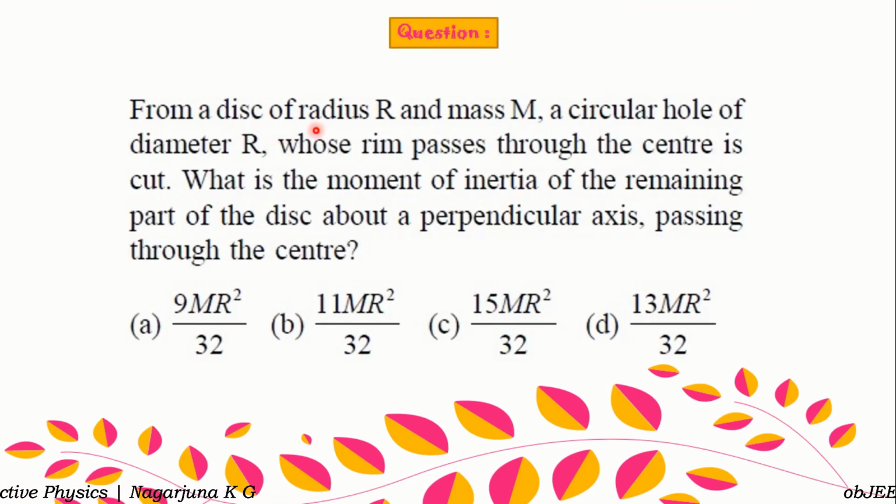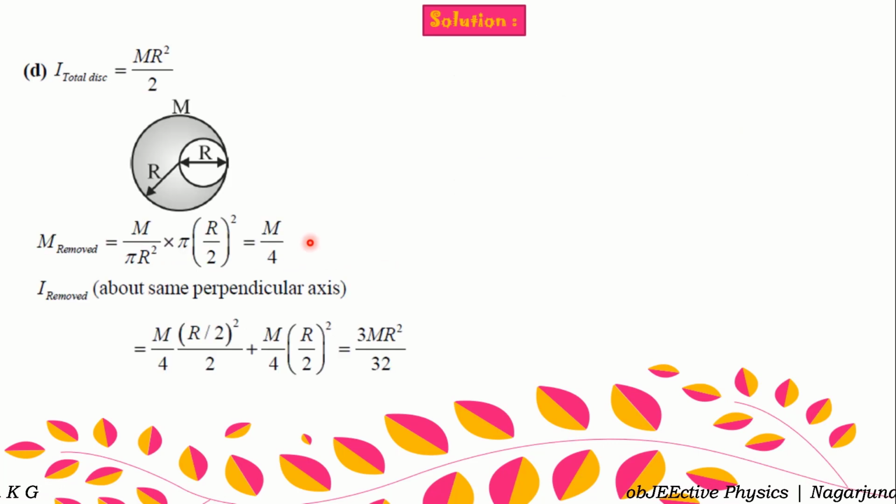From a disk of radius capital R and mass capital M, a circular hole of diameter capital R whose rim passes through the center is cut. What is the moment of inertia of the remaining part of the disk about a perpendicular axis passing through the center? Solution. Observe the diagram. For a total disk, moment of inertia is equal to M R square by 2.